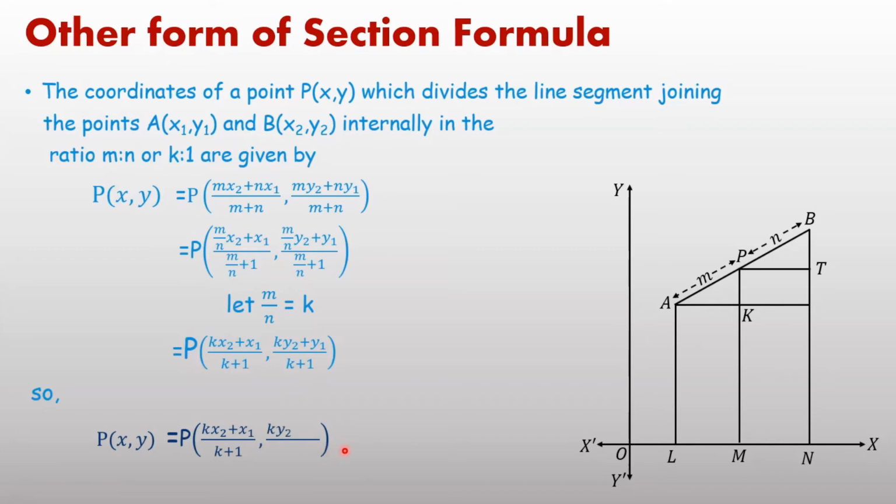In this pattern, whenever required, section formula also you can write in this form. Remember, here K represents M upon N. Means here ratio we can write as K is to 1, that is written in the beginning. Because M is to N we can write as M upon N is to 1, which is equal to K is to 1. In this process, it is the other form of section formula. Now next one.